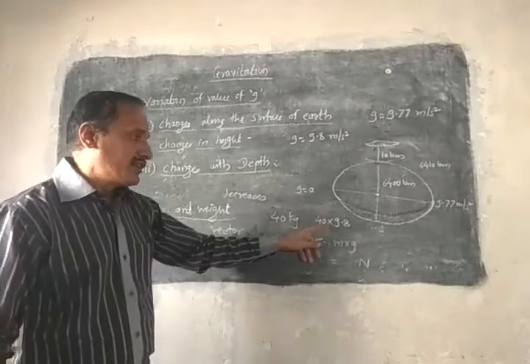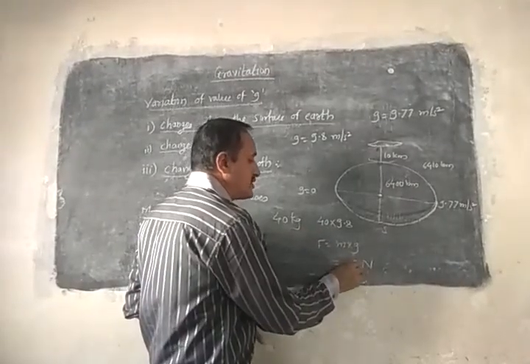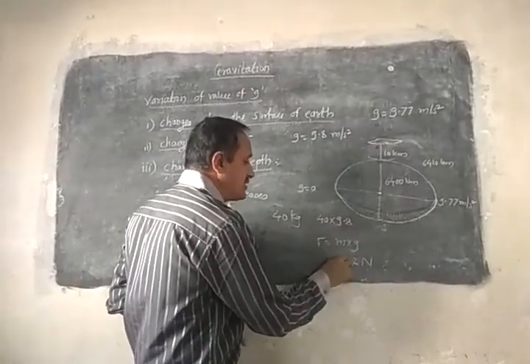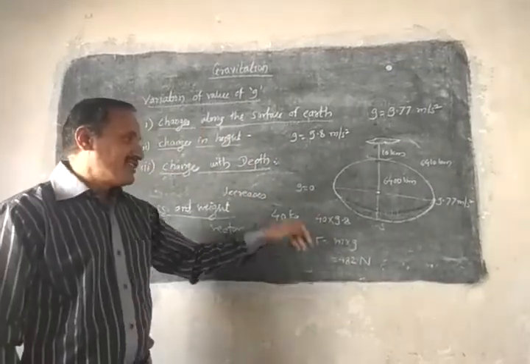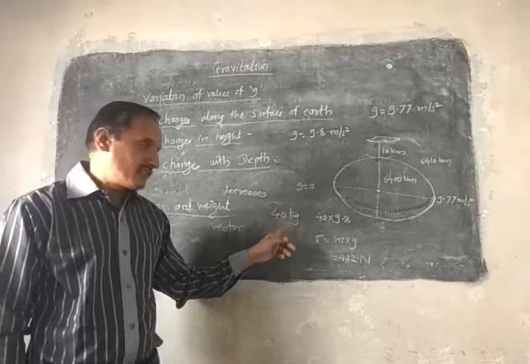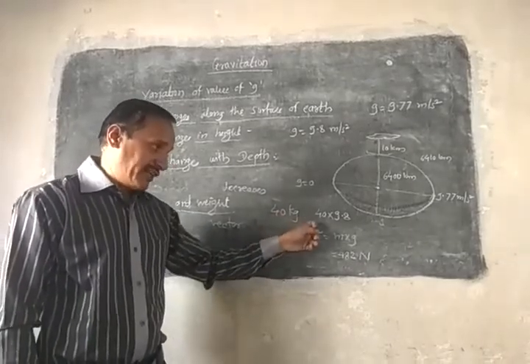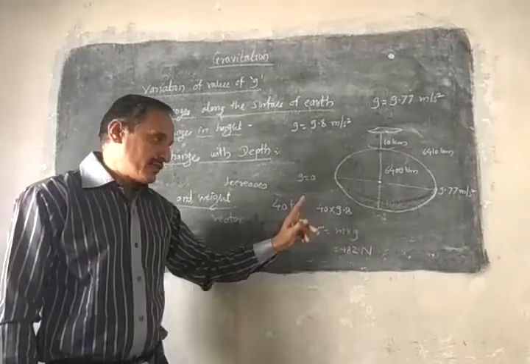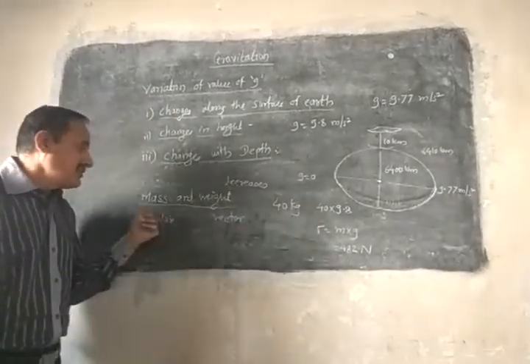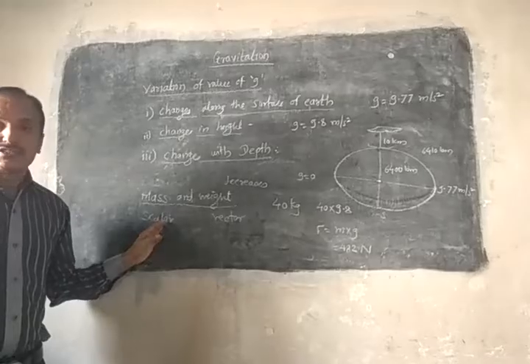It will come, 4 8s are 32, 3 carry, 4 9s are 36 plus 3, 482 Newton. So we can say that the person having mass 40 kg, its weight is 482 Newton. So the weight and the mass are different quantities.